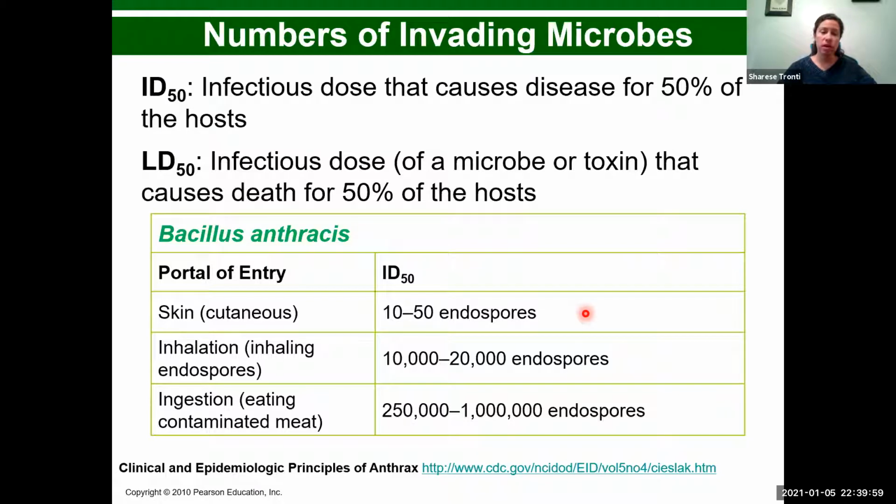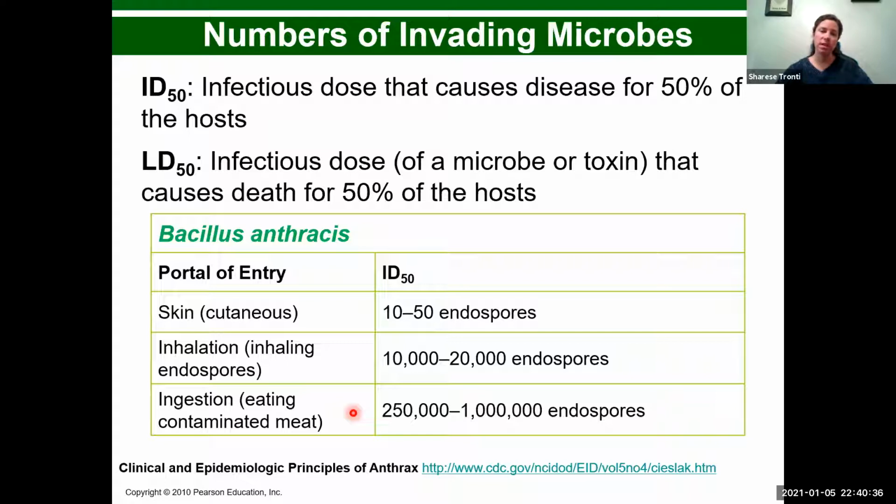Bacillus anthracis can also enter through inhalation. It's going to cause flu-like symptoms, coughing. This is actually the most deadly form, but that requires 10,000 to 20,000 endospores to cause disease. So that's the initial infectious dose. The patient would need to inhale that many endospores for the average patient to get sick. And then it's an even higher number if it's ingested. And if it's ingested, that causes diarrhea and digestive issues.